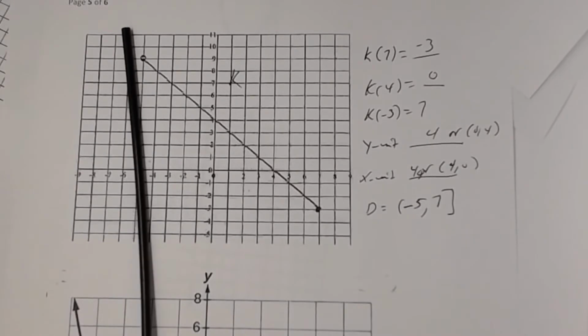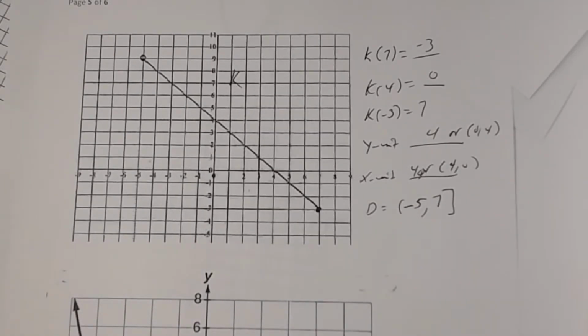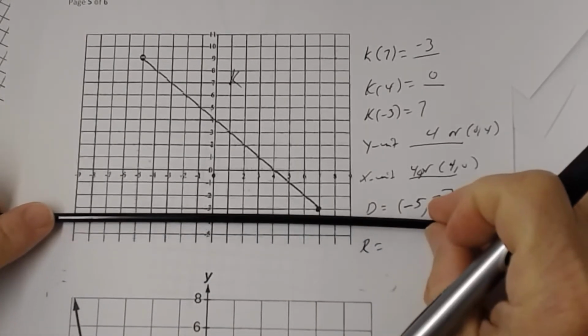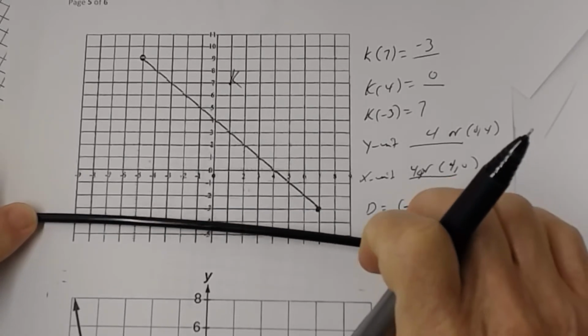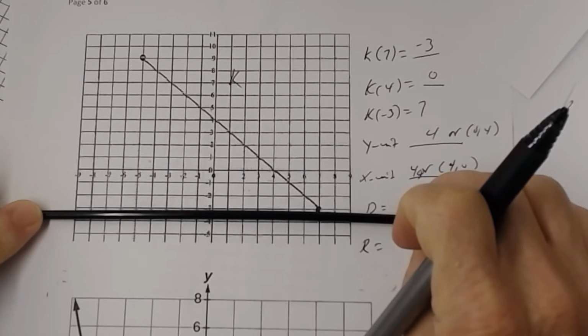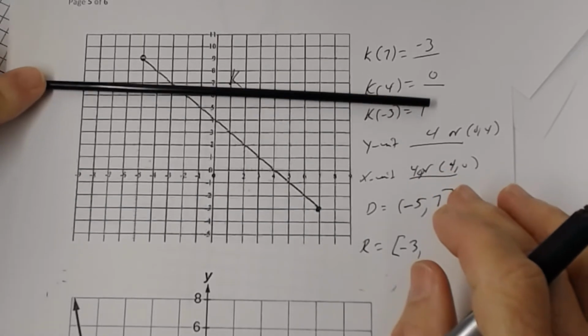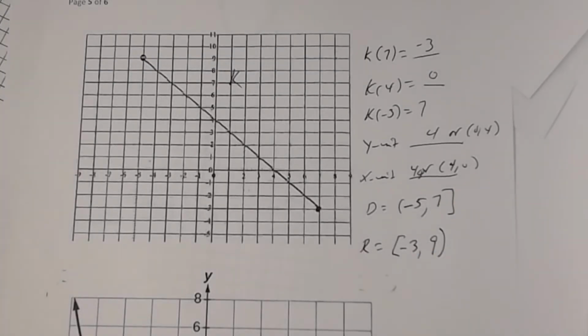So from negative 5 all the way to 7. All right, let's talk about the range. So the range, where do I start? Right here, because there's no arrow, so I start here. That's y value of negative 3, bracket or parentheses. Bracket, negative 3, comma, where do I stop? At 9, but I got to use parentheses, because that was an open circle.